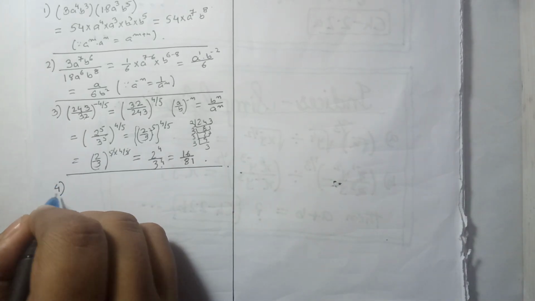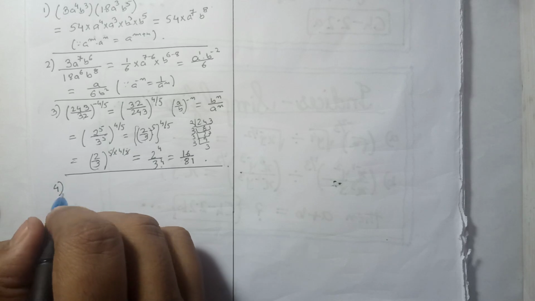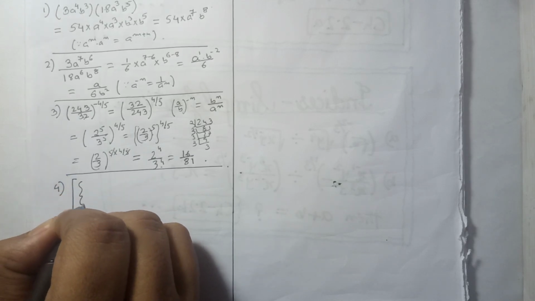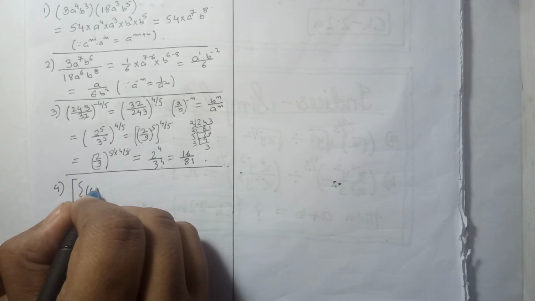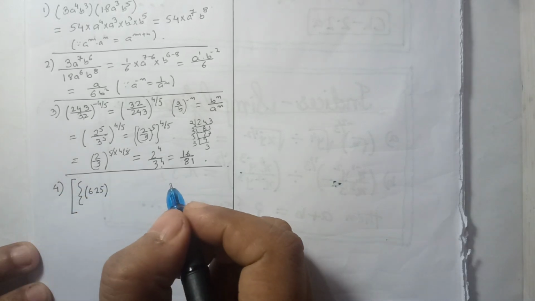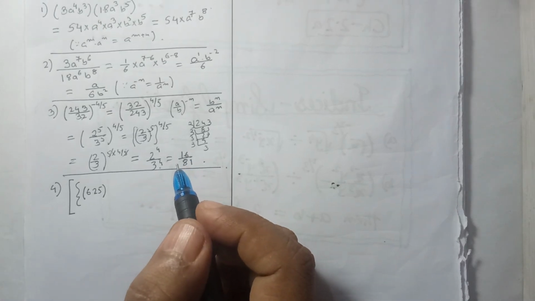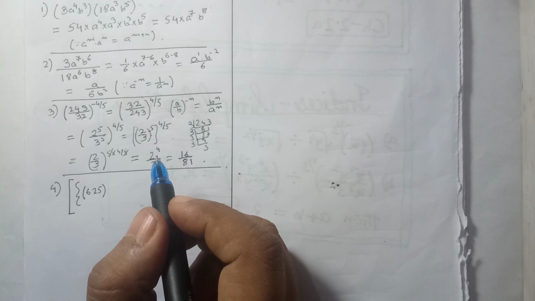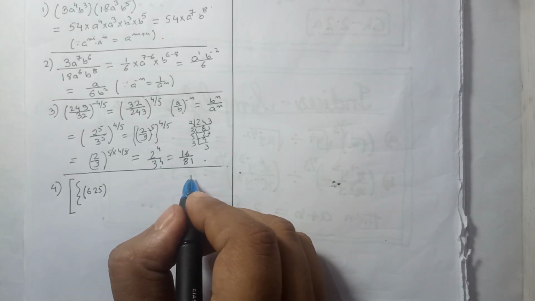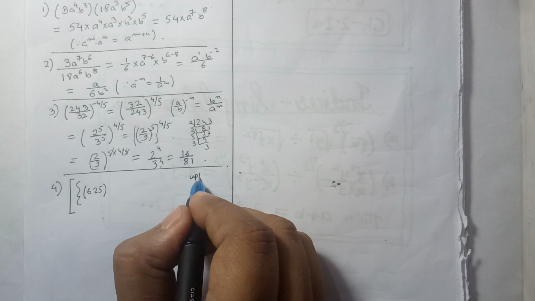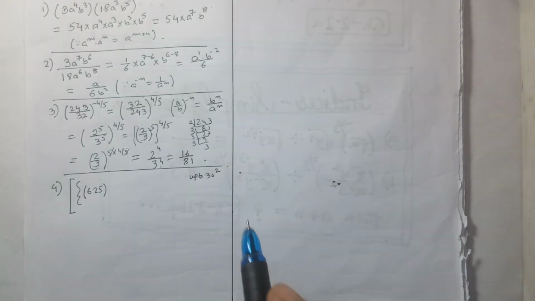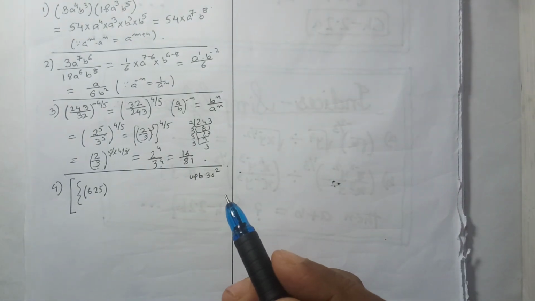Next, 4. 4 says 625. I would like to suggest you one thing, students. For the indices, it is difficult to remember like this, but through practice only you can remember. But try to remember up to 30 square. This will be very helpful. I can write it for you, but you can always do that at your home and then stick it on the wall where you sit to study.